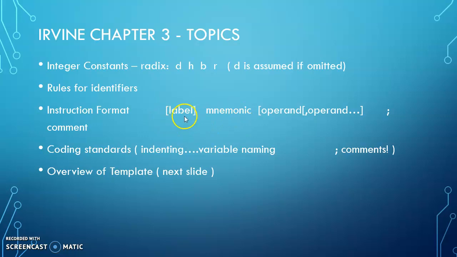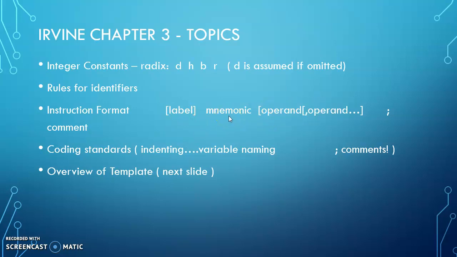Something we have in assembly that we did not use in Java is code labels. With code labels, you can actually jump to specific places in the code. One of the demos from Irvine Chapter 2 showed the top of a loop and a loop statement, and that L1 was a label that gave us a place that we can loop to. The square brackets here mean optional, so there may not be a label. Actually, in most cases, there isn't a label.